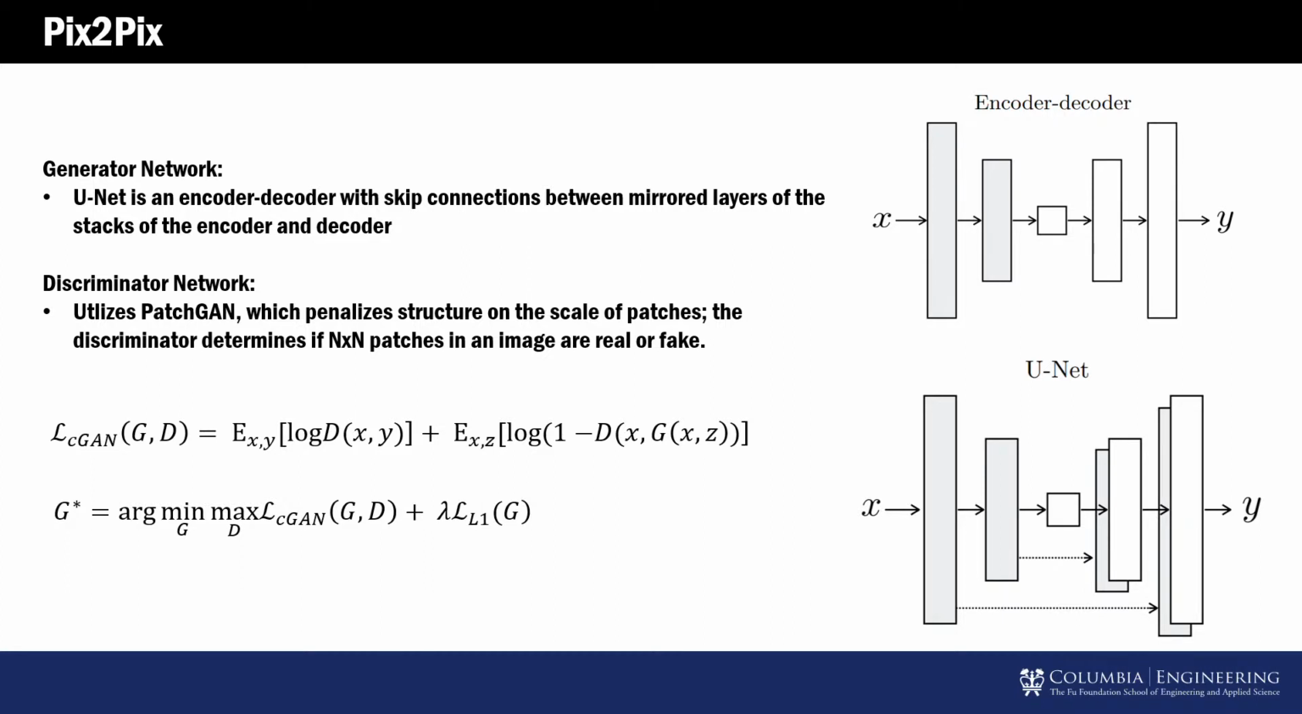They propose two unique architectures for their generative adversarial network. For their generative network, they're using U-Net, which is an encoder-decoder with skip connections between mirror layers of the stacks of the encoder and decoder. For their discriminator network, they're utilizing PatchGANs, which penalize the structure on the scale of patches. The discriminator determines if an n by n patch in an image is real or fake. Essentially, this also, as a generative adversarial network, is playing the minimax game between the generator and the discriminator.